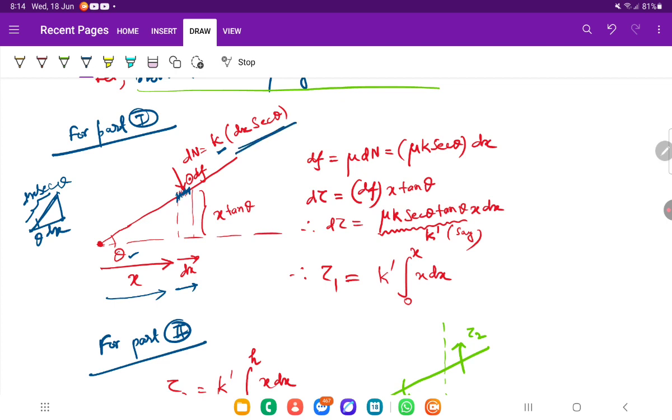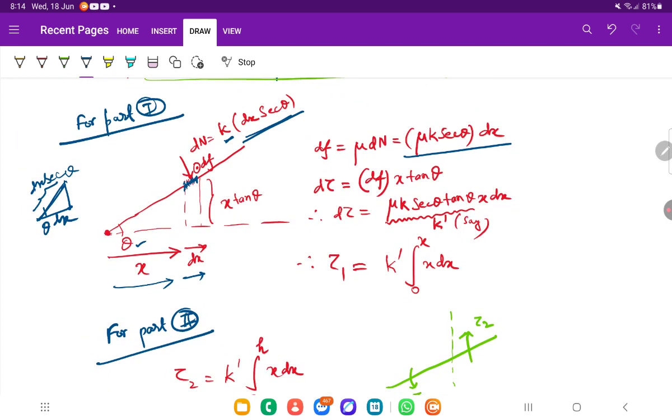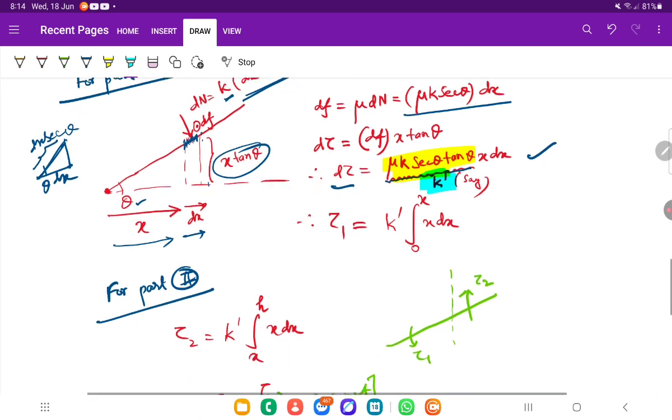So obviously dF will be mu times dN, that is mu k sec theta dx, and the torque due to this friction, I am writing d tau as dF into x tan theta, because it is the perpendicular distance from the axis of rotation. So this will be d tau, and all these terms are constant, right? Mu k sec theta tan theta. So I've assumed another constant k prime for these terms just for the sake of calculation.